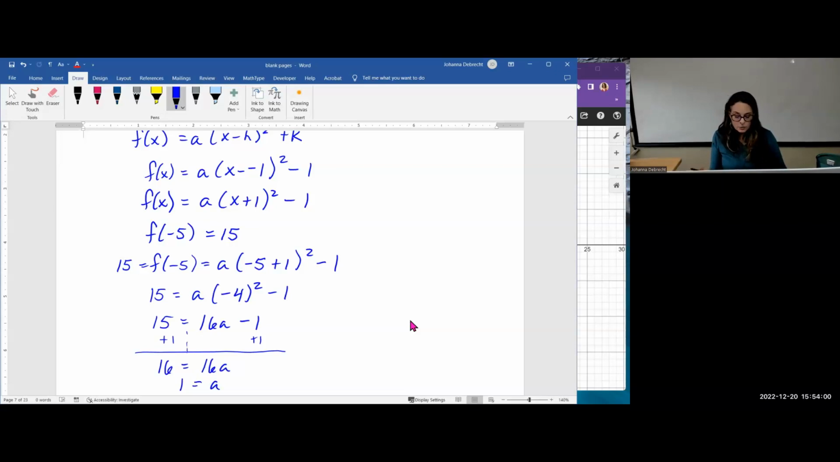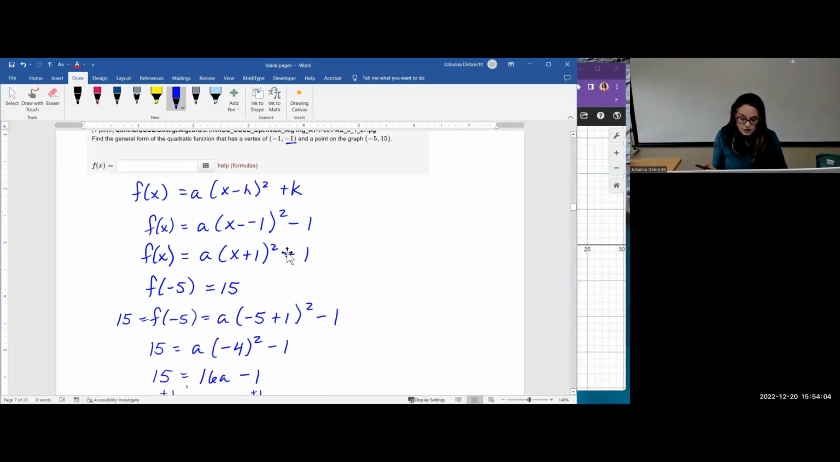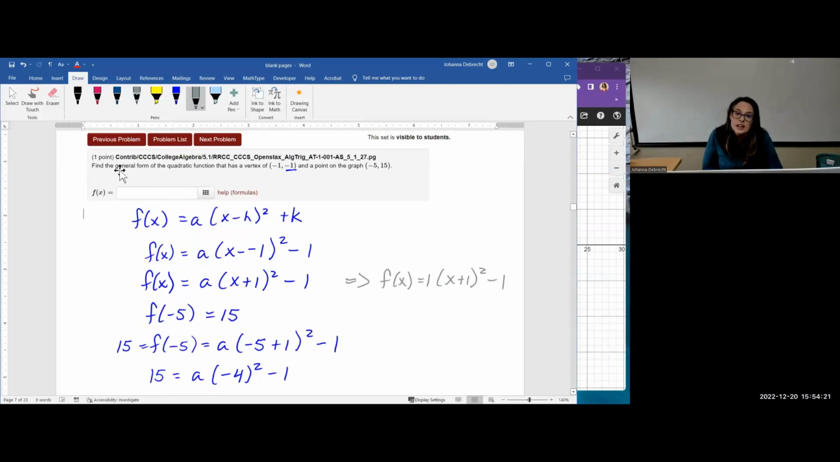And then I can rewrite it in the vertex form, starting right here. Let me use a different color. So I got a equals 1. So this tells me that my function is 1 times (x plus 1) squared minus 1. Now, that's all great, but it asks for the general form. Oh, such a pain. All right, so what are we going to do?